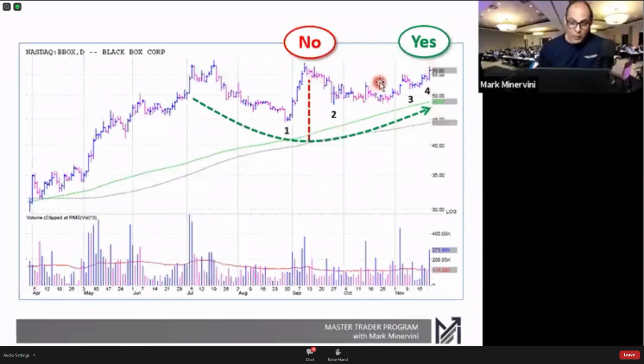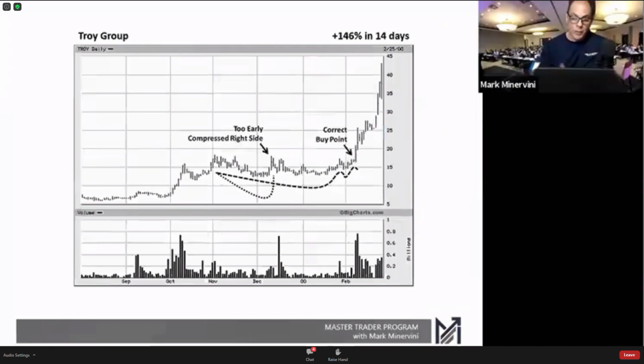But now you're fully developed, and now you can come out, and that stock can explode because, again, the supply has been worked through. Let's take a look at Troy Group. This looks almost like the identical pattern, different type of chart, but very similar. See right here, this is too early. See, it comes right up, and it's a little bit sloppy here, and it needs more time. Then finally it goes through, and now we see what David and I were speaking about earlier about fractals.